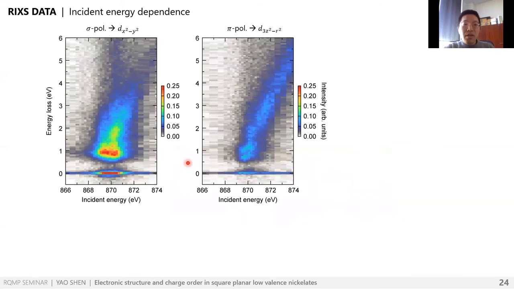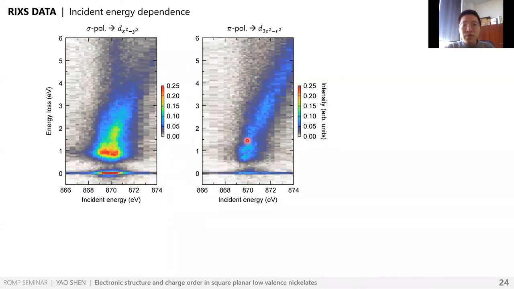Here are the RIXS energy maps at the nickel L2 edge in sigma and pi polarization. For sigma polarization, it is mainly contributed by dx squared minus y squared orbitals. And for pi polarization, it is mainly contributed by dz squared orbitals. This information is quite important for us to analyze the data.